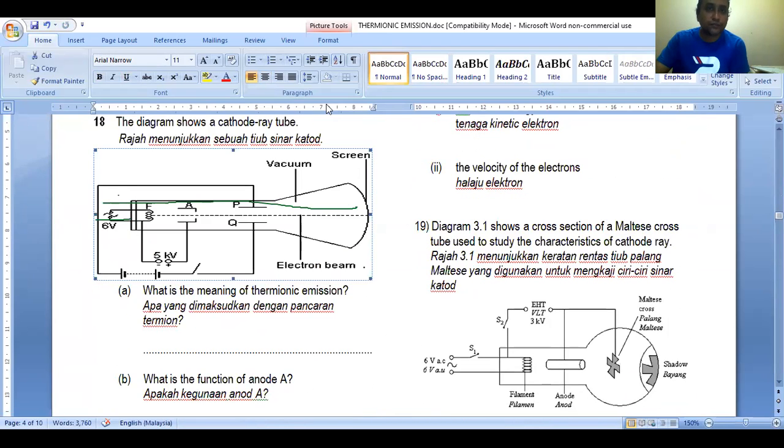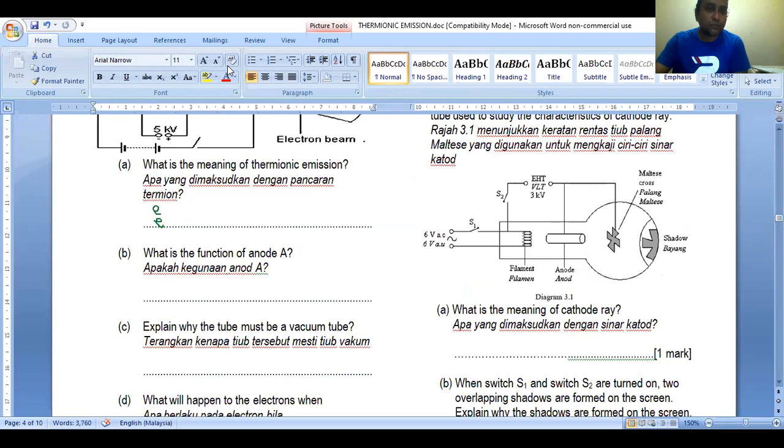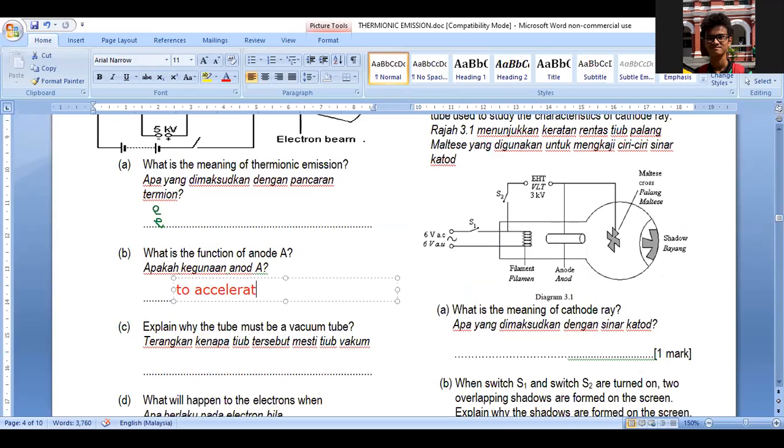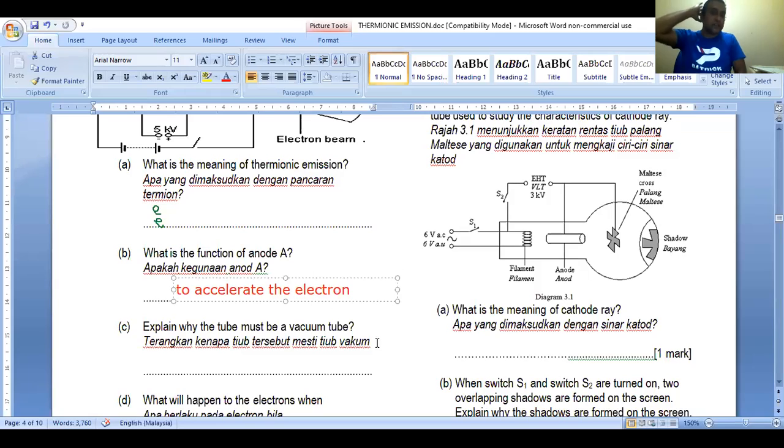Now, what is the function of anode? This is your anode. When the anode becomes positive, it is going to attract the electron. That means the electron that's being released here will be attracted by the anode. When the anode attracts the electron, it will gain kinetic energy. The idea of the anode is to accelerate the electron, so that the electron will get a very high kinetic energy. So when it hits the screen, it will be converted into light. So the function of the anode is to accelerate the electron.